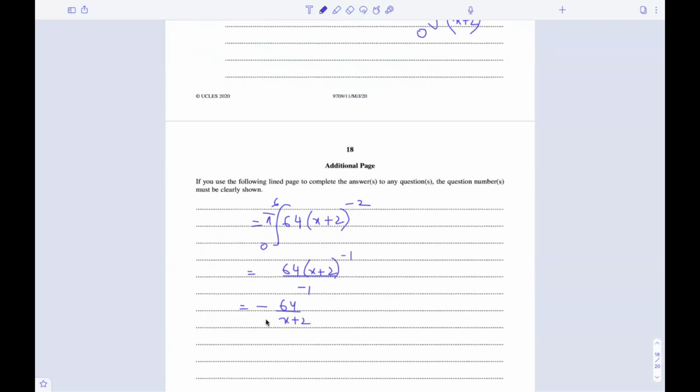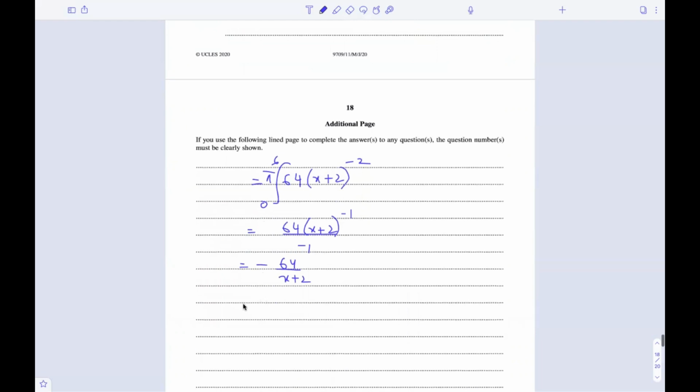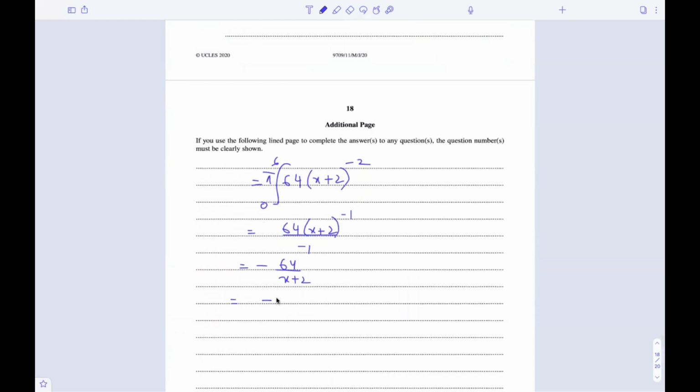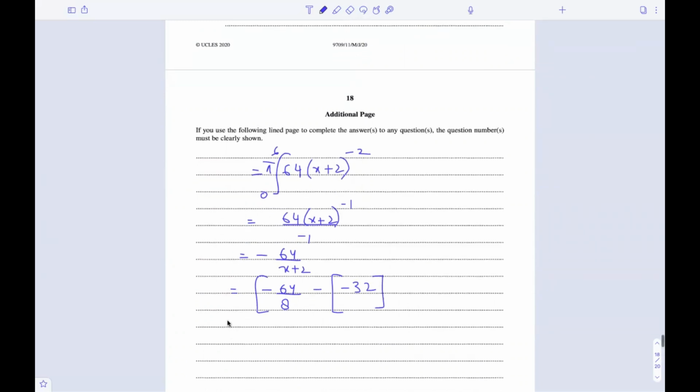Now substituting the upper limit, which is 6, we get minus 64 upon 6 plus 2, which is 8. And then substituting 0, we get minus 64 upon 0 plus 2, which is 2. So this will become minus 32. So this will become minus 8 plus 32, which is 24. And as pi was a constant, this will become 24 pi.